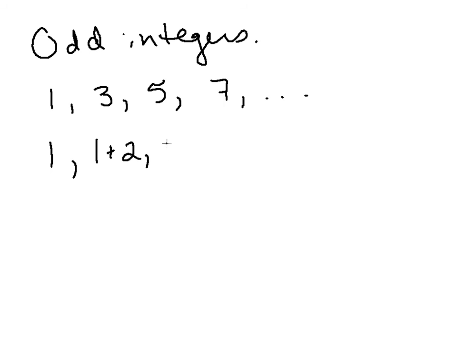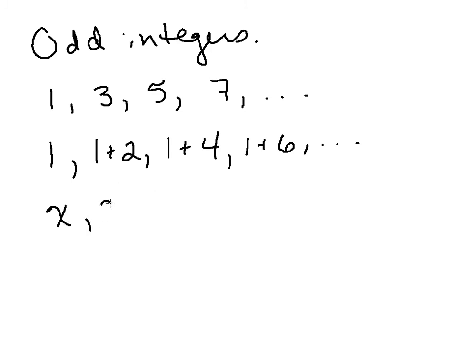I want to do the same thing for the third one. I have 1. What plus 1 gives me 5? 1 plus 4 gives me 5. For the fourth one, 1 plus 6 gives me 7. I can continue this pattern. So if I want to represent the consecutive odd integers using variables, let's say my first one is x.